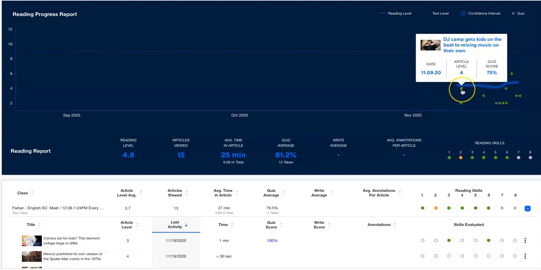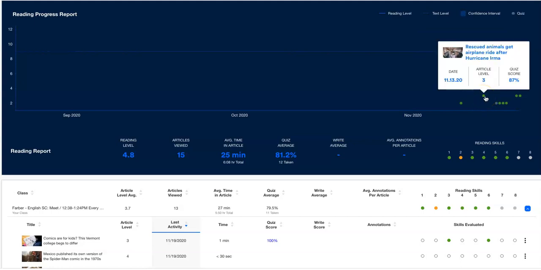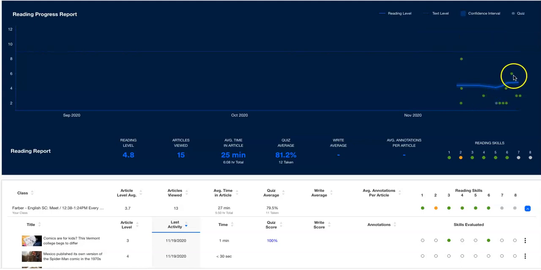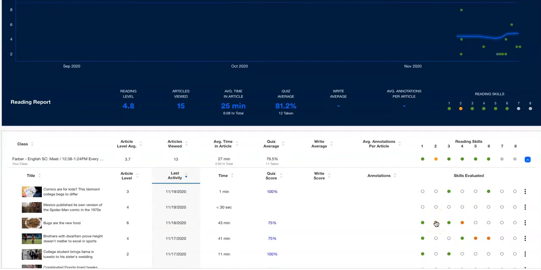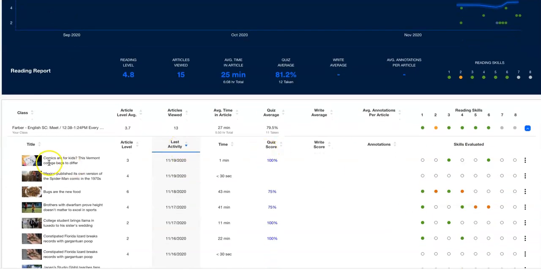And this shows the different articles, the date that they did it, the level of the article, and the percent that they have. But what I'm finding is if I dig in down here and I look at an article, I see that this student did Comics Are for Kids, and it looks like they got 100% on it. But wait a minute, they were only in there a minute. How can that be?